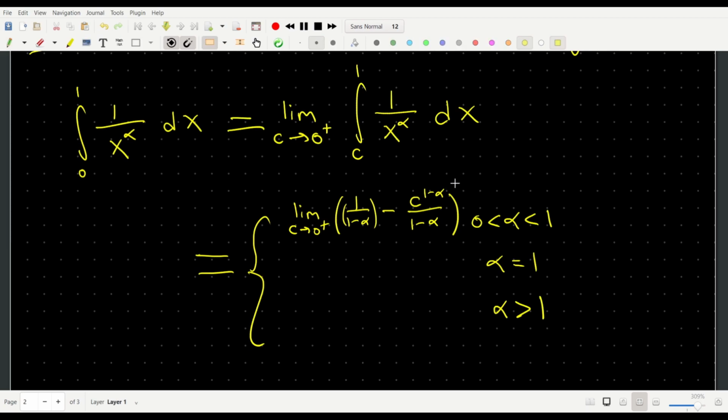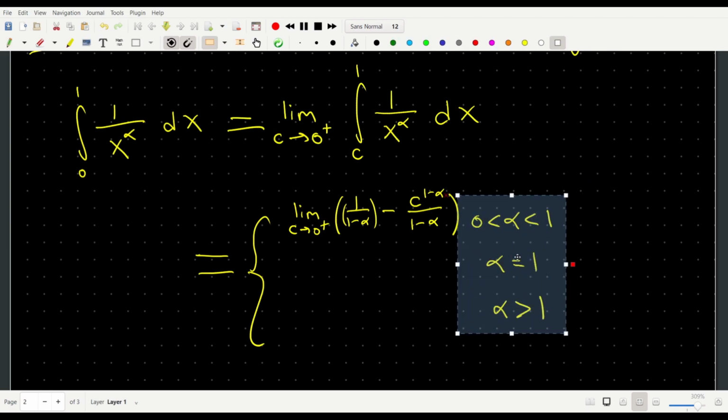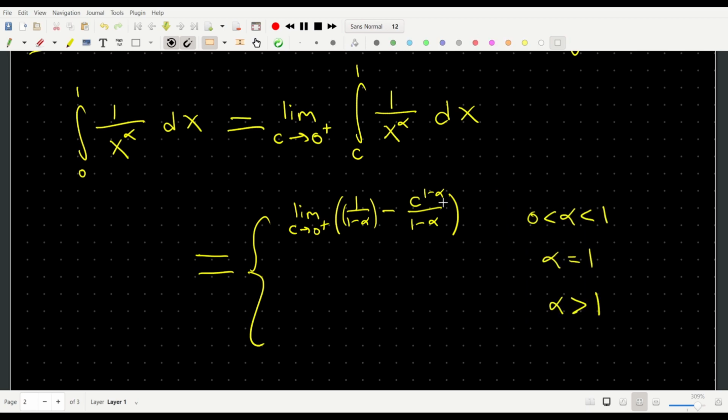And when alpha is between 0 and 1, 1 minus alpha is positive. So because of that, this limit is in fact equal to 0. And the value of our integral, the answer for this integral, is going to be 1 over 1 minus alpha.